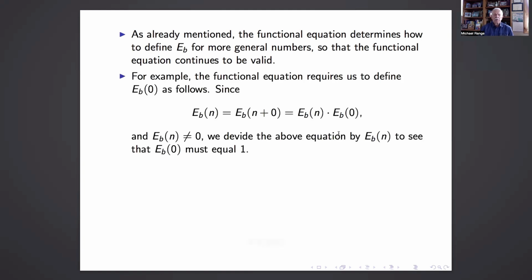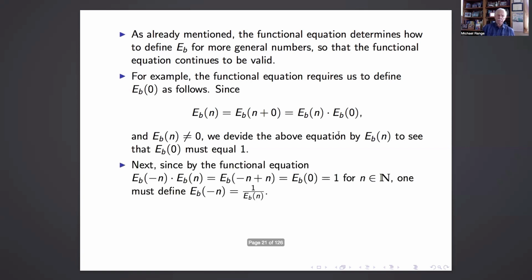For example, the functional equation requires us to define E sub b at 0 as follows. Since E sub b at n is equal to E sub b at n plus 0, which by the functional equation should be E sub b at n multiplied with E sub b at 0, and E sub b at n is different from 0, we divide the above equation by E sub b at n, and it turns out that E sub b at 0 must equal 1.